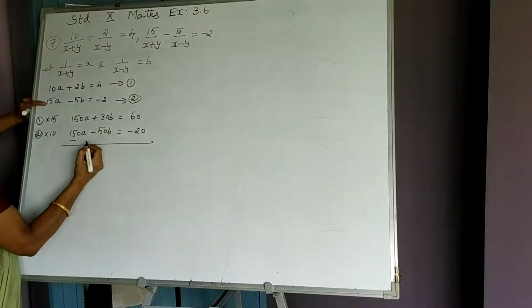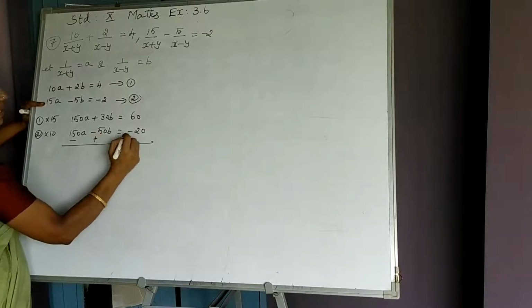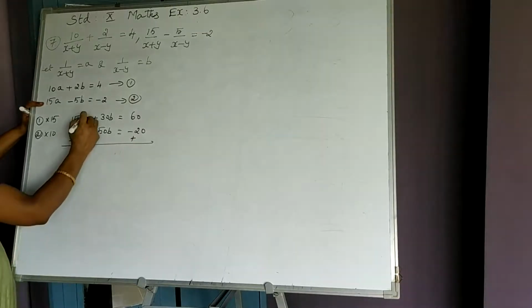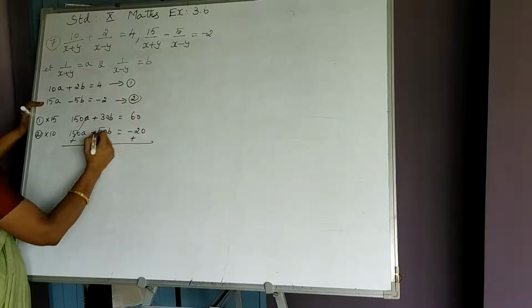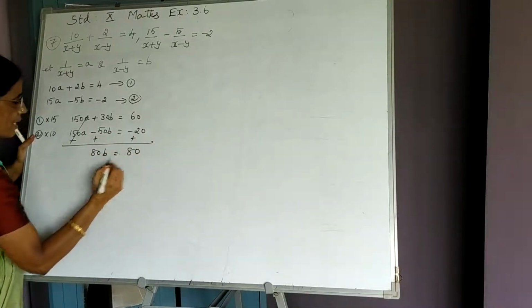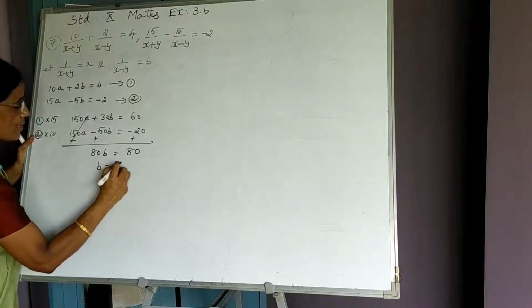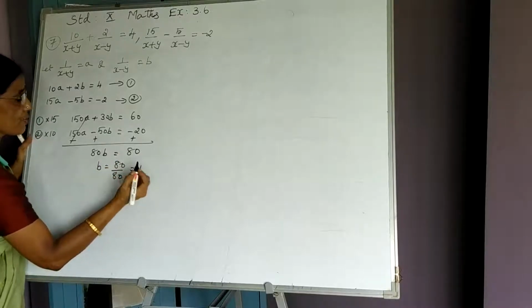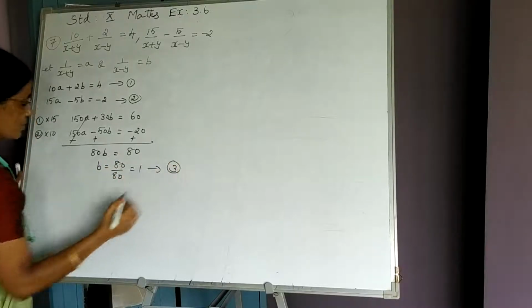So here minus we get because we are subtracting. Here it is plus, here also it is plus. This gets cancelled. 30b plus 50b becomes 80b, which is equal to 80. Therefore what is b? b is 80 upon 80, which is equal to 1. This is my third equation.